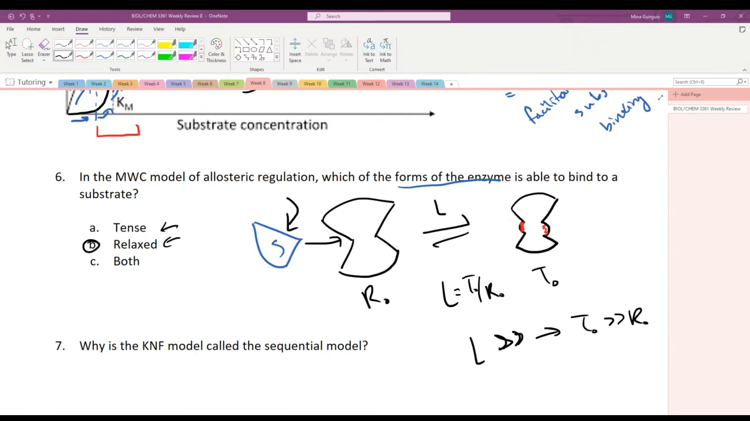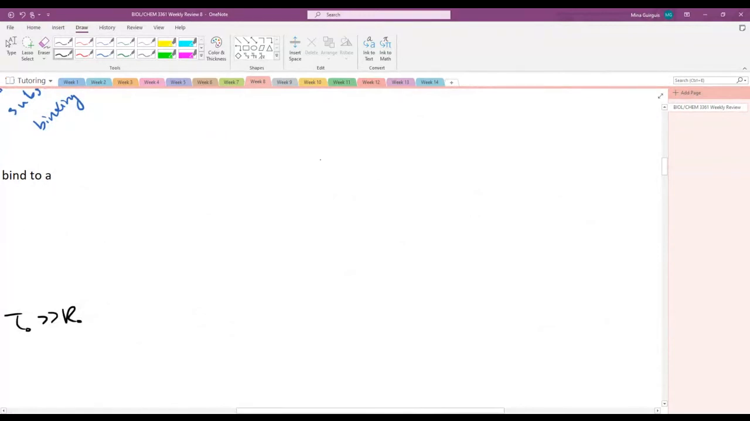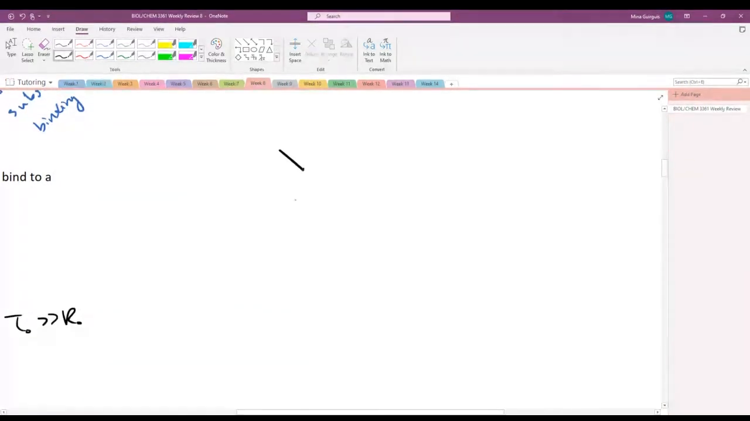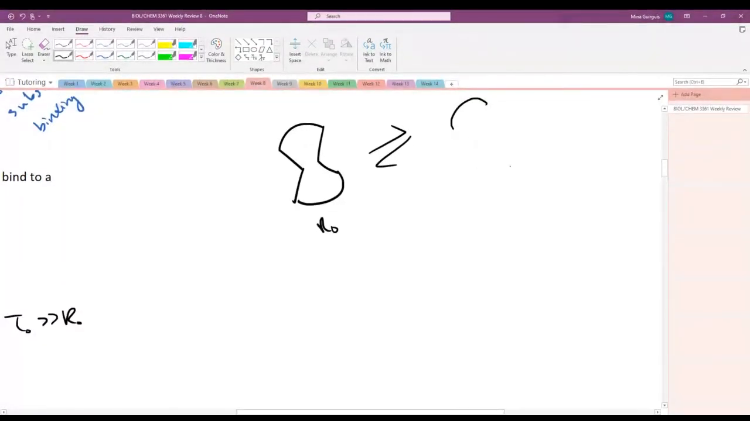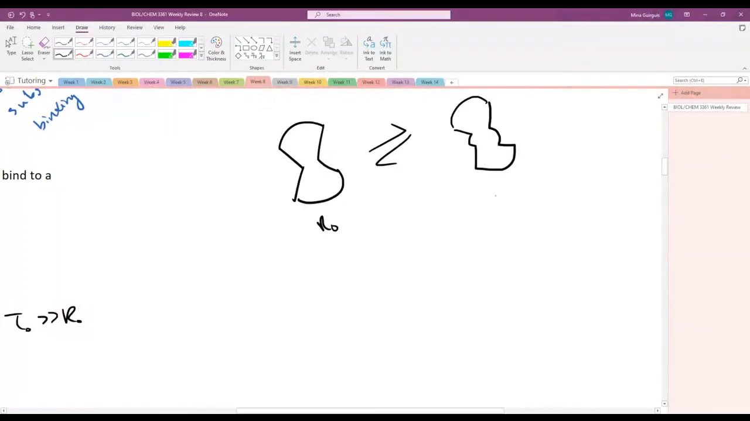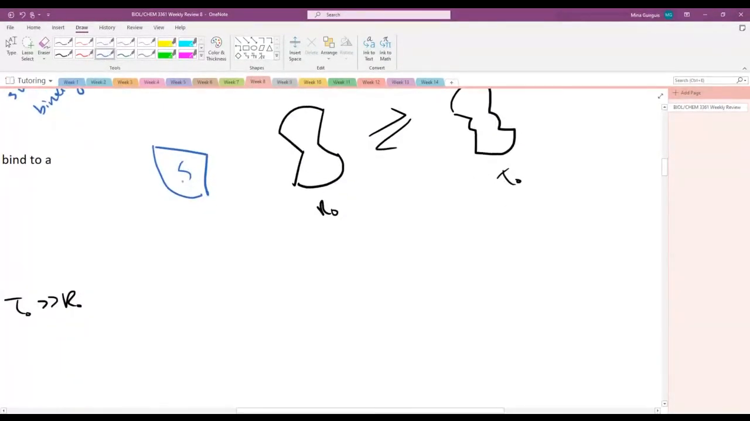All right, so now let's talk about how we can justify that. Over here to the right, and we're going to need quite a lot of space, I'm going to basically redraw my model, and I'm also going to simplify it a little bit. So that is once again R0. It's in equilibrium with T0. And once again, here is my substrate.